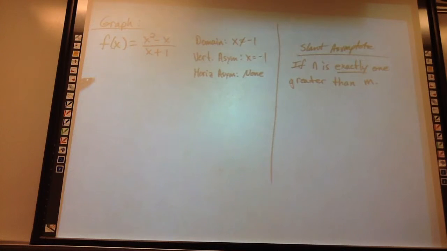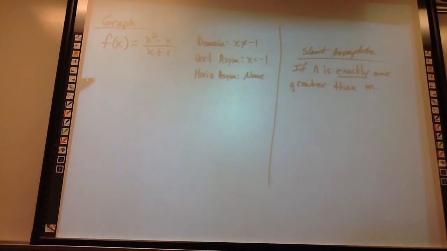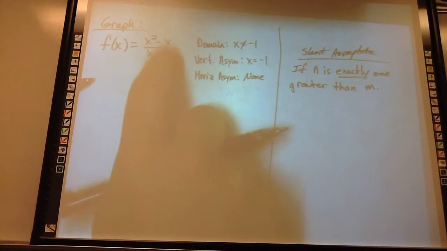So we're going to find the equation of it. It's going to be like y equals 2x, that would be a slant. Or it could be 2x plus something. It's going to be the equation of a line. The way we find it is long division. You divide the top by the bottom: x squared minus x divided by x plus 1.